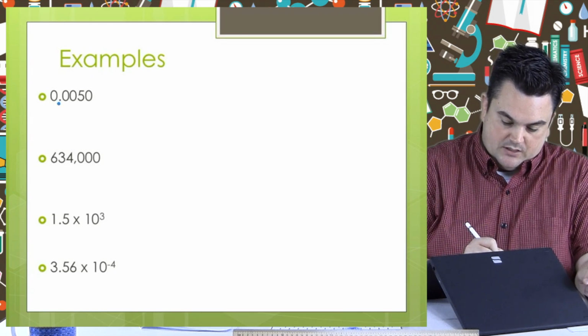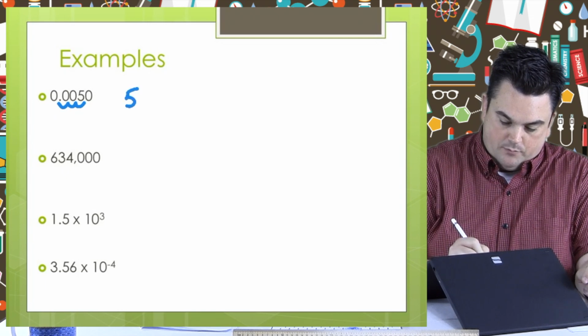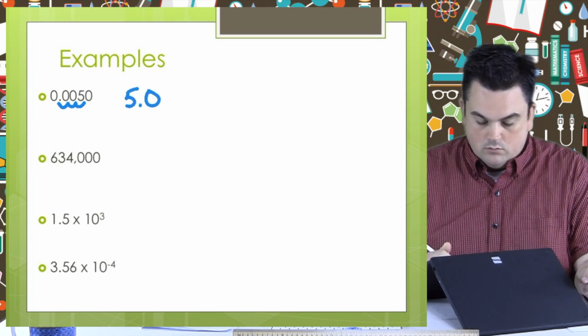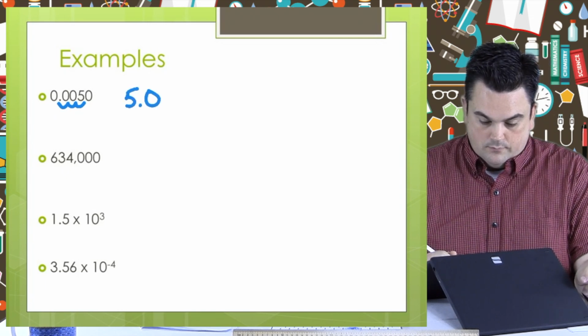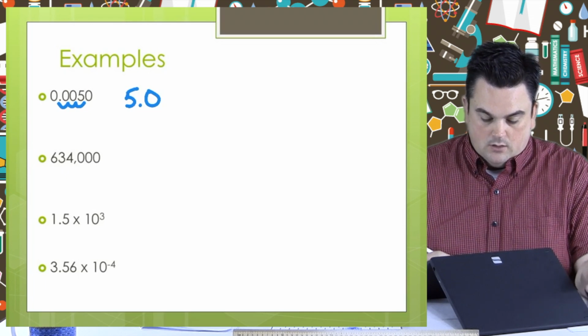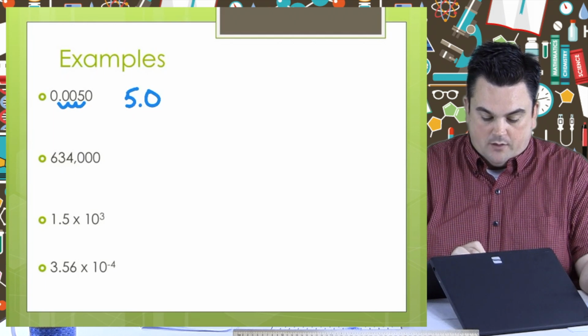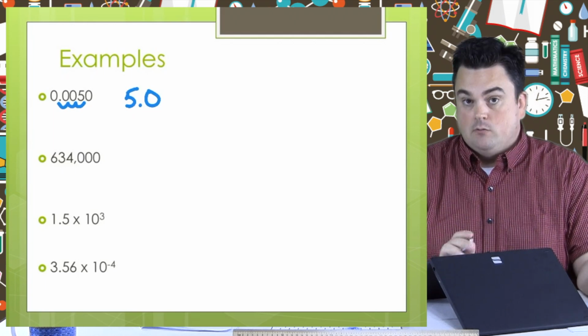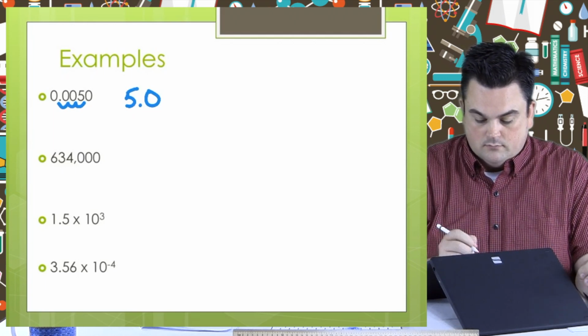So I'm going to move this decimal 1, 2, 3 spots there. So it's going to be 5.0. All right. Now, that new number that we wrote, is that smaller or larger than the original number? Well, 5.0 is much bigger than 0.005, so it's bigger. All right, so if it's bigger, we kind of want to make it small again.